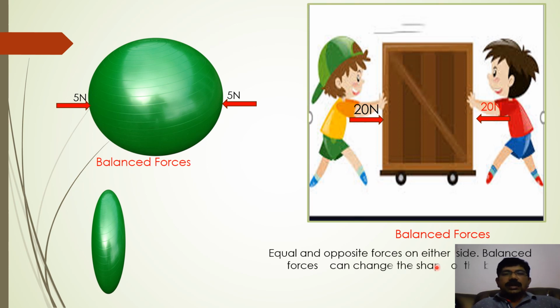Forces on either side of the body are said to be balanced forces. Then what do the balanced forces do? Sometimes the balanced forces can change the shape of the body. Here in the case of the ball, you observe this one. The shape of the ball changed. You compare here, the ball is bulged. There is a change in the shape of the body because of the balanced force. So we can say that a balanced force can change the shape of the body.